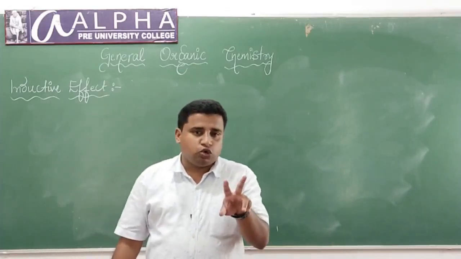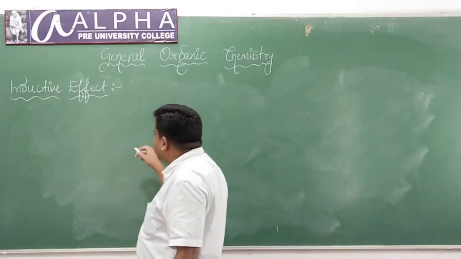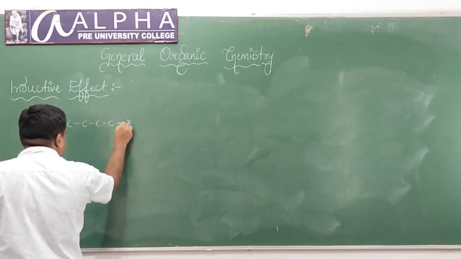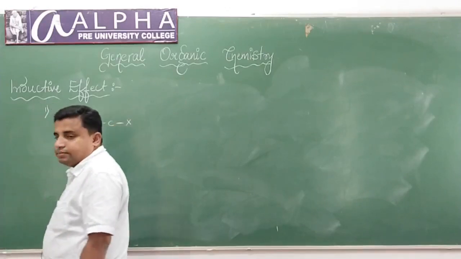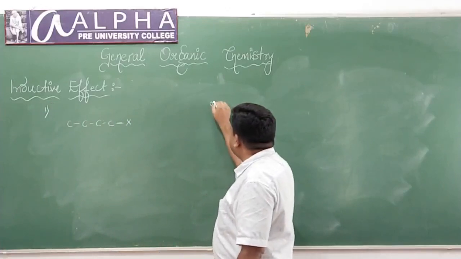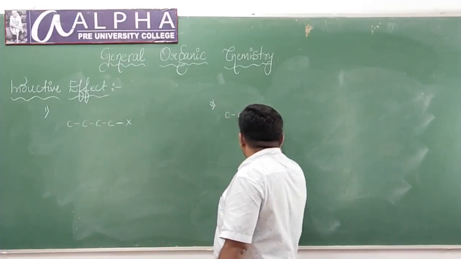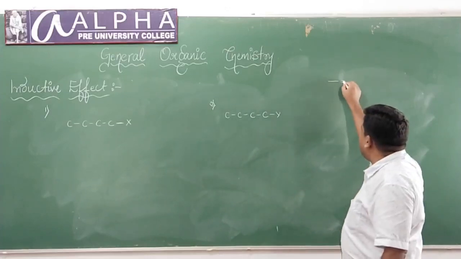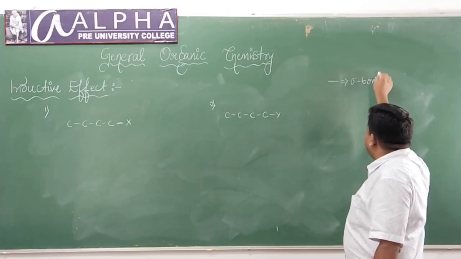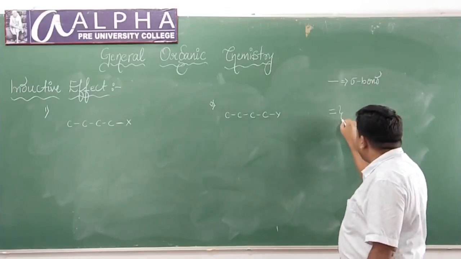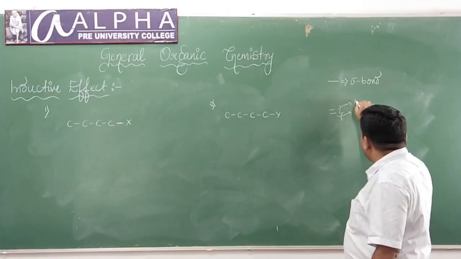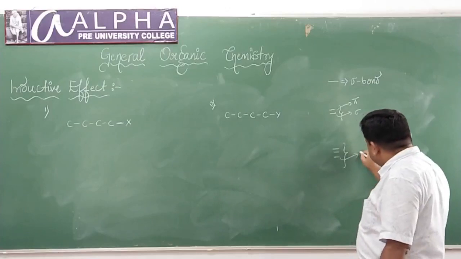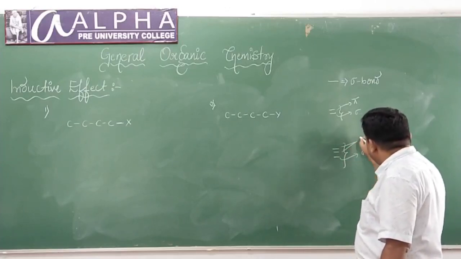For that, let me consider two general cases. Say for example, I have a molecule of this kind, C-C-C-C-X. Please imagine this is case 1. And in case 2, I have another molecule of this kind, C-C-C-C-Y. So wherever I write single bond, you should know that one single bond represents sigma bond. If I write a double bond, out of double bond, one is going to be sigma bond, the other one is going to be a pi bond. If I write triple bond, one will be sigma bond, the other two will be pi bonds.